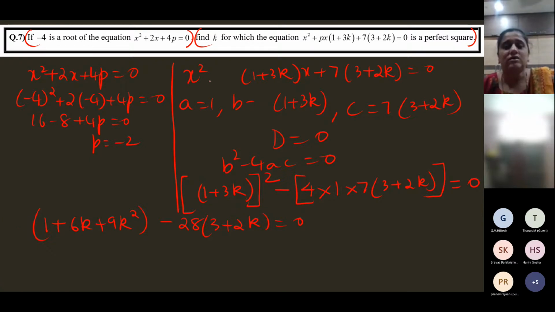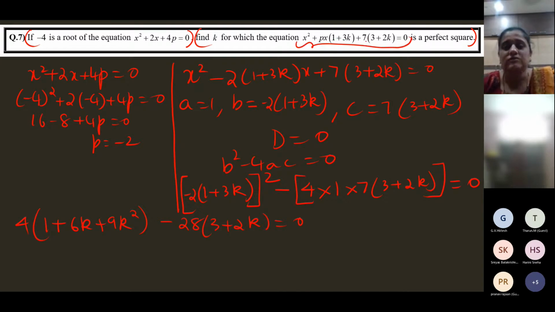Okay, so P is minus 2. So it will be minus 2 here. P is minus 2, children. The value of P we got is minus 2. So instead of P, minus 2. Out here it will be 4.